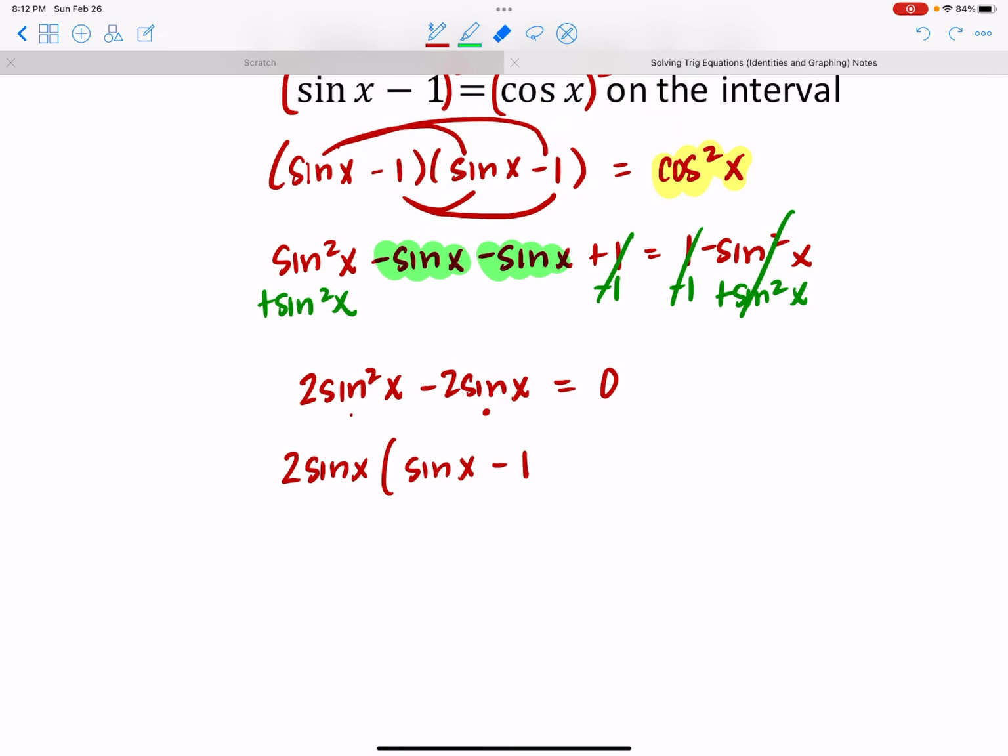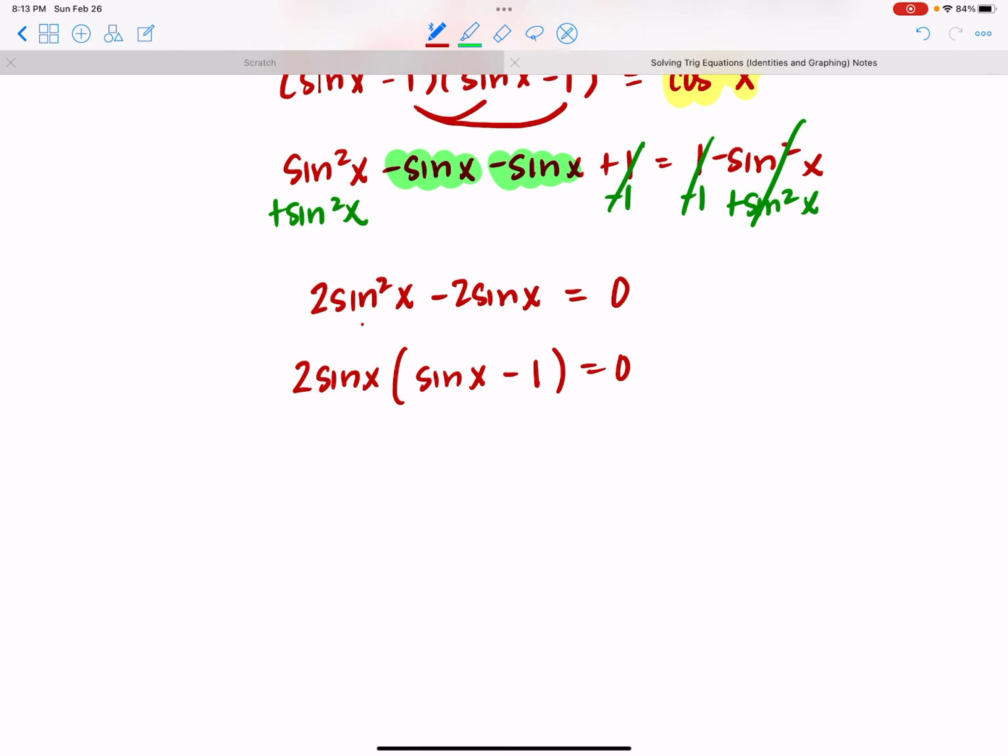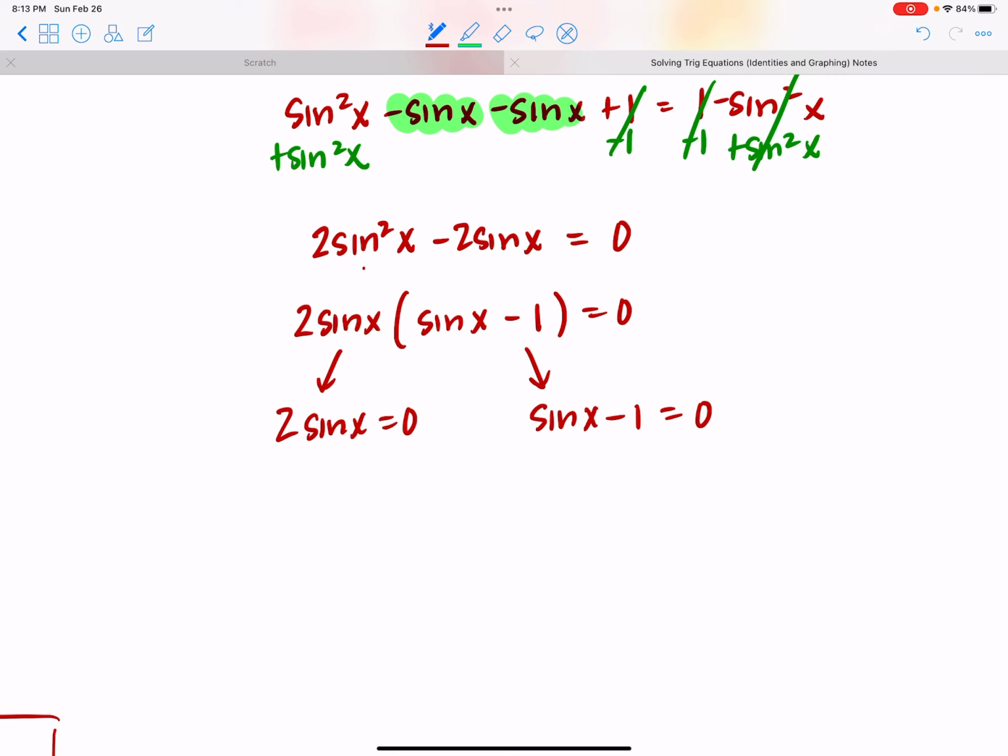Okay, so now that it's factored, and again, equal to 0, making each of the factors equal 0 is going to give me a solution. So what's going to make 2 times the sine of x equal 0? And what's going to make the sine of x minus 1 equal 0? Over here, if I divide the 2 over, I'm still going to have 0 divided by 2, which is 0. So I'm looking for where my sine is equal to 0.